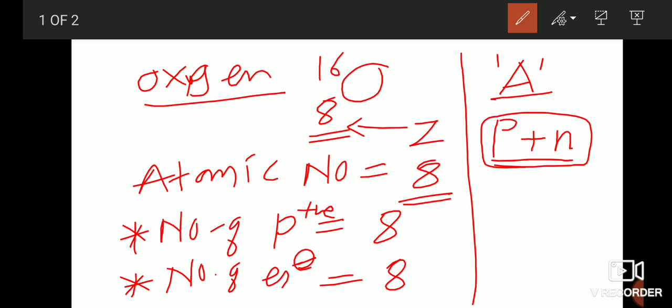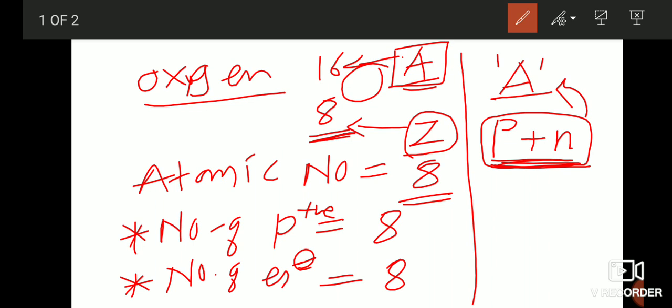So protons and neutrons combined together give the mass number, and it is represented by the symbol capital A. Number of protons plus number of neutrons, keep in your mind. Now, if you look at the element oxygen, 16 is the mass number of oxygen. So this is A. Understand? 8 is the atomic number and 16 is the mass number of oxygen.